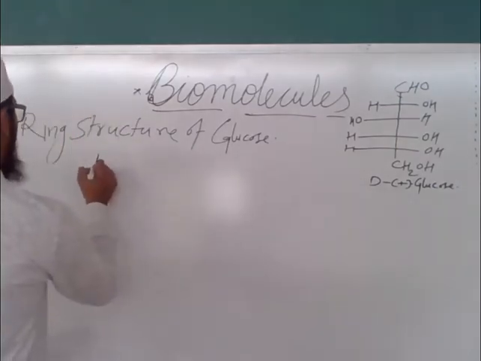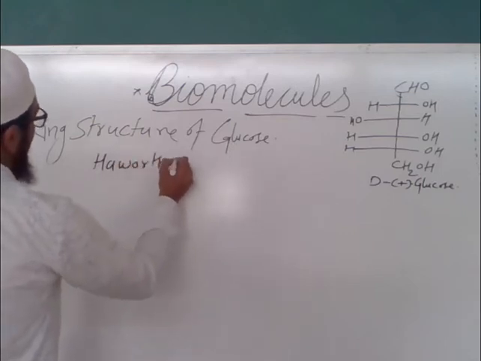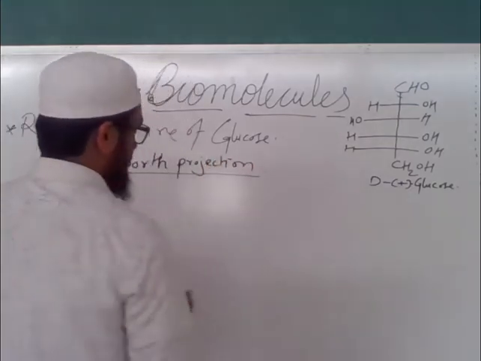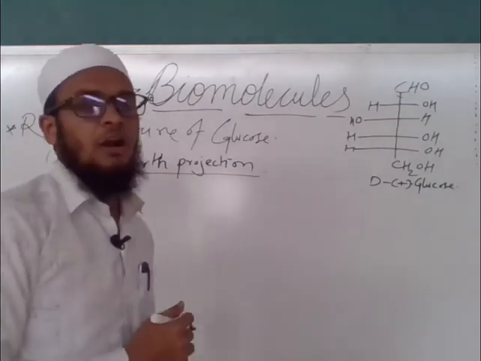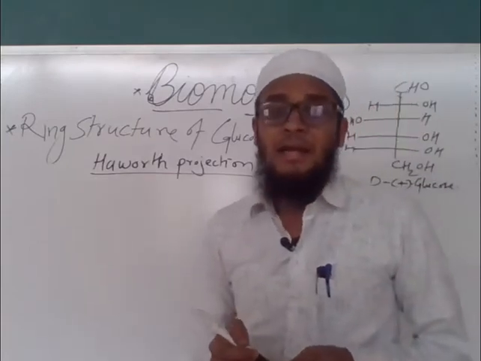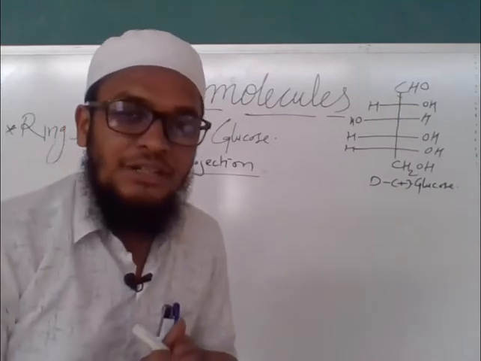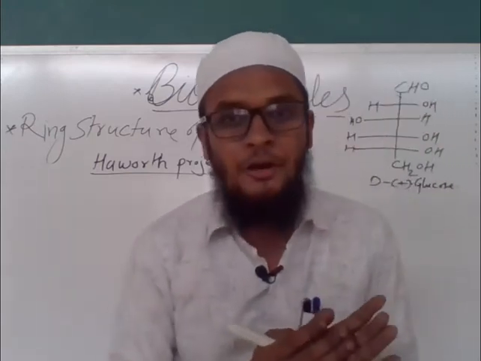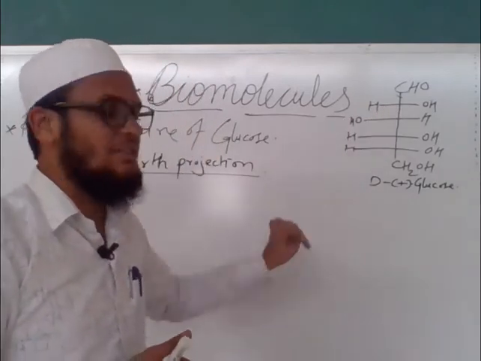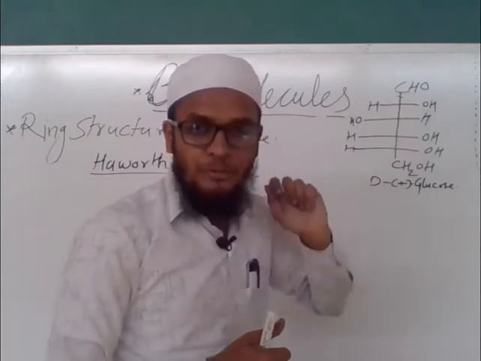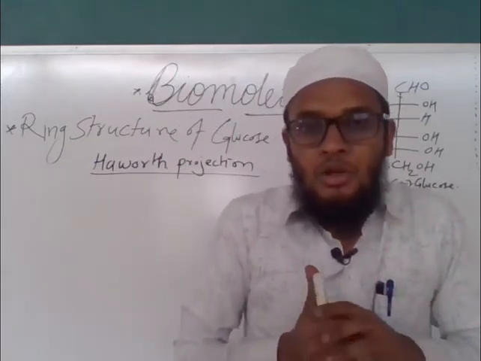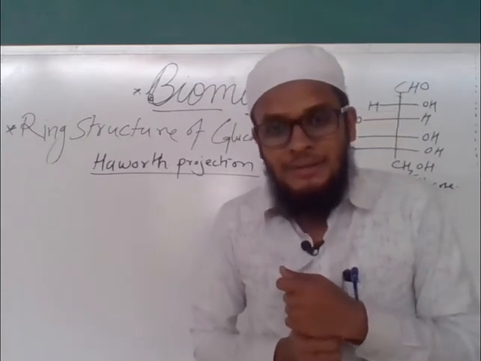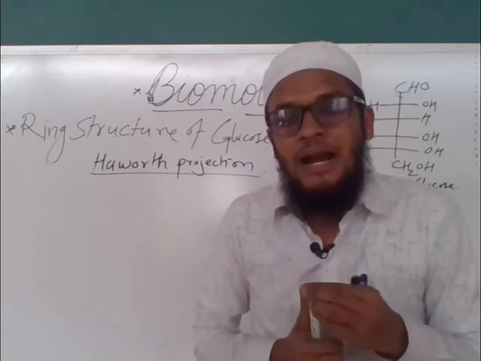So let me write the name of the scientist. Haworth projection of glucose. He has given the ring structure, or I may say cyclic structure, of glucose. Once again I repeat, why do we need a ring structure? Because there are some reactions which are not giving a positive result with our free aldehyde group. If you see this structure, it has a CHO group which is free. Nobody is attached to that, that's why I am calling it free. But it is not giving us free aldehyde group reactions.